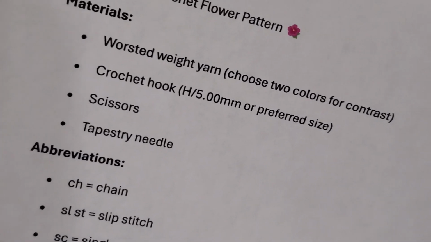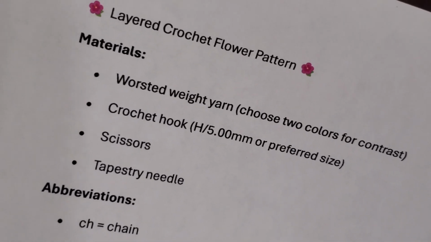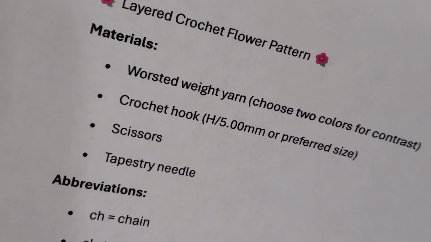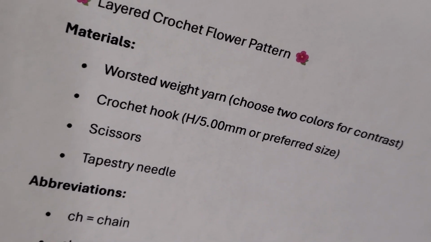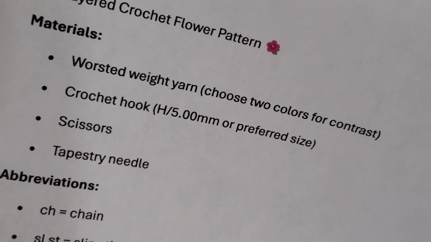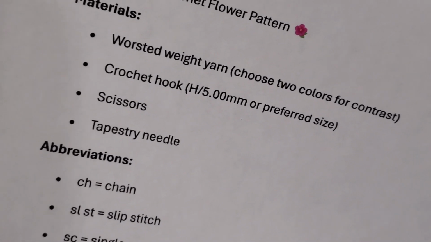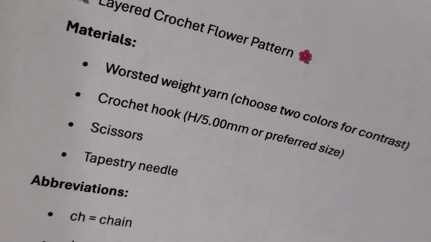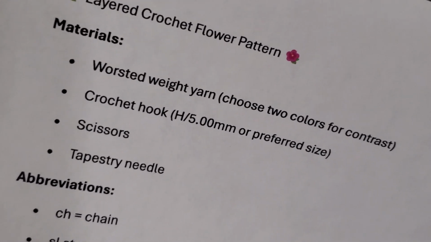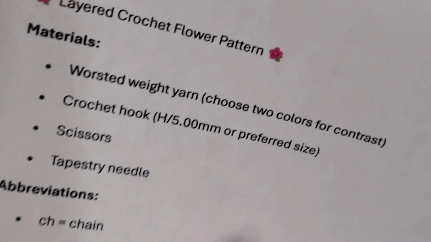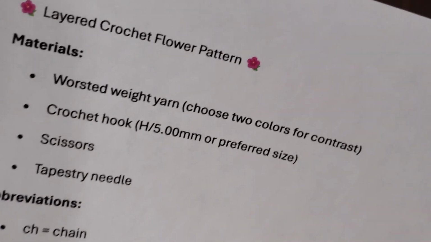Now, sometimes if this is a clothing item, then these things are pretty important, like your hook size. This one says or preferred size. So it really just depends on what you're doing. In this section, a lot of times too, if your hook size does matter, it will say something about the gauge, either beside it or in the same area.